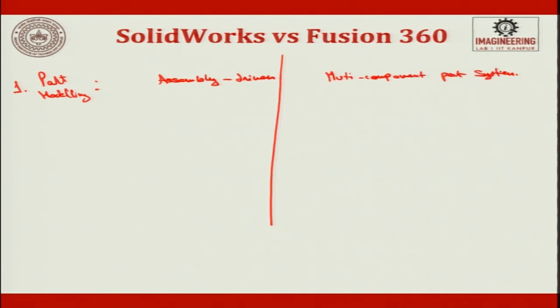So what does this mean? When I say assembly driven software, that means it builds a part individually before assembling them in separate files. So when the parts are used in many assemblies as well as for documentation purposes, SolidWorks is more used. It does not mean that SolidWorks does not have a multi-component part system. It does, but the amount of flexibility and the features that are there in Fusion 360 are tremendous in comparison to what SolidWorks has.